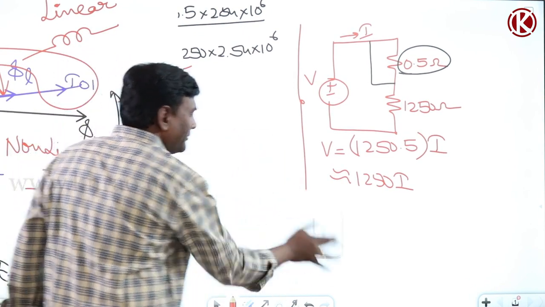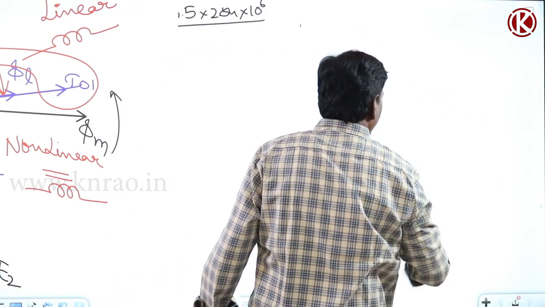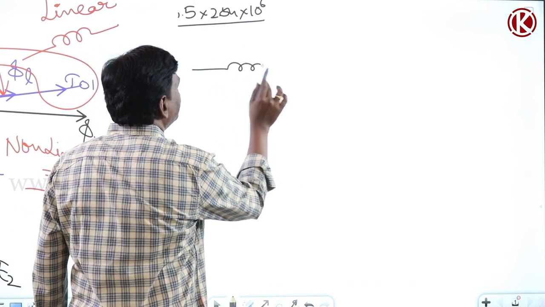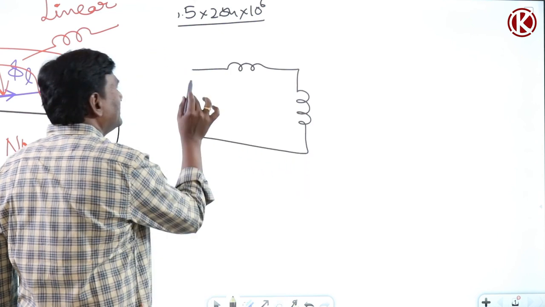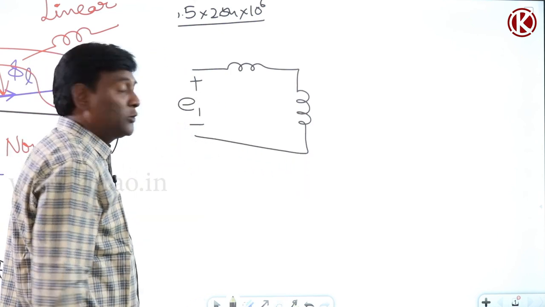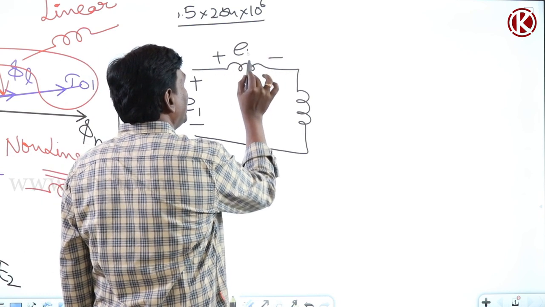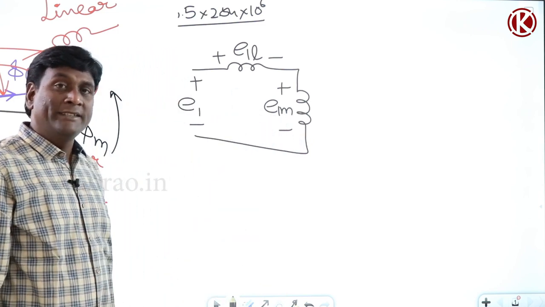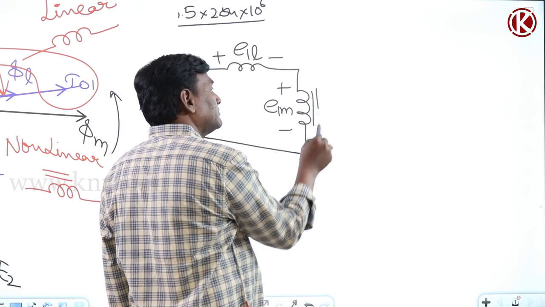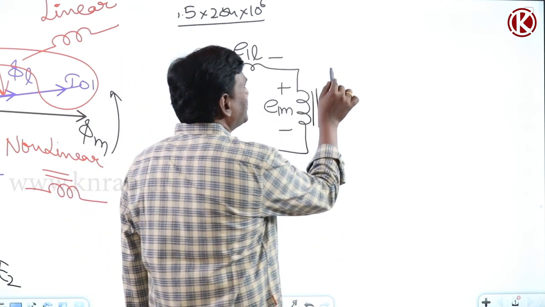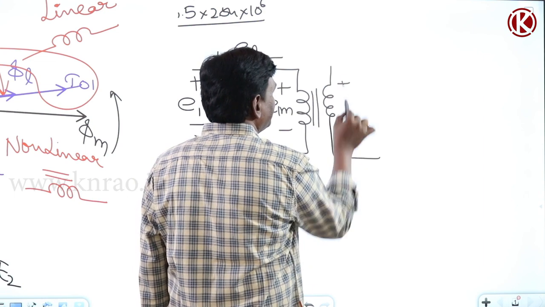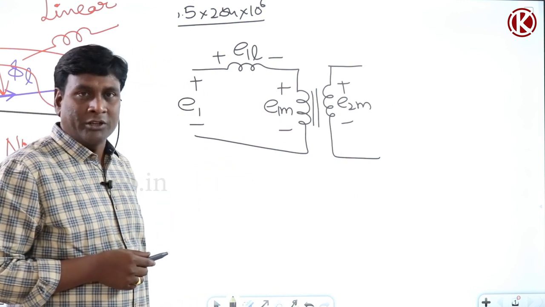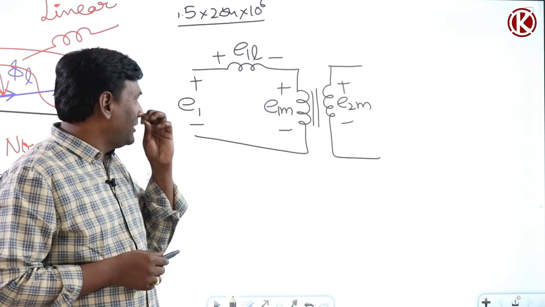If I model that with Kirchhoff's voltage law, we know that this is E1. E1 is having two components, that is E1L and E1M. Now the moment it is mutual, is it linear or non-linear? Non-linear. Similarly, in the secondary also, E2M will be there. Of course, secondary leakage I will draw at a later point of time. So this is the model, at least for primary.